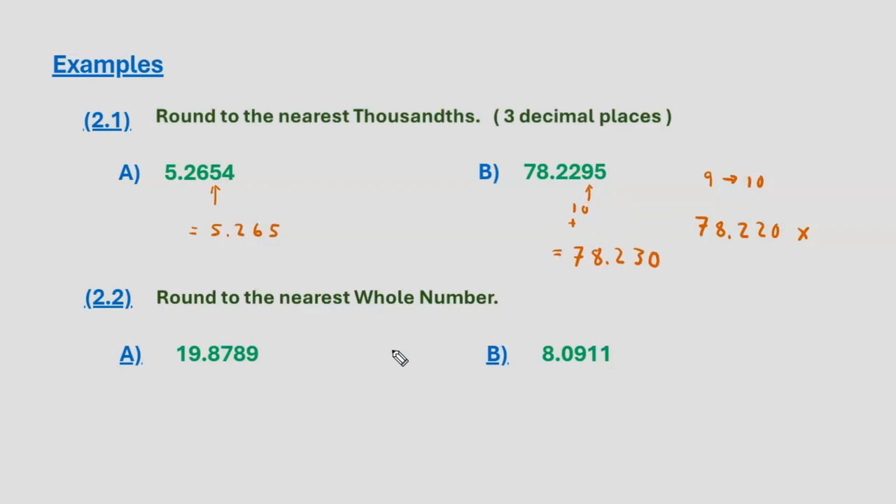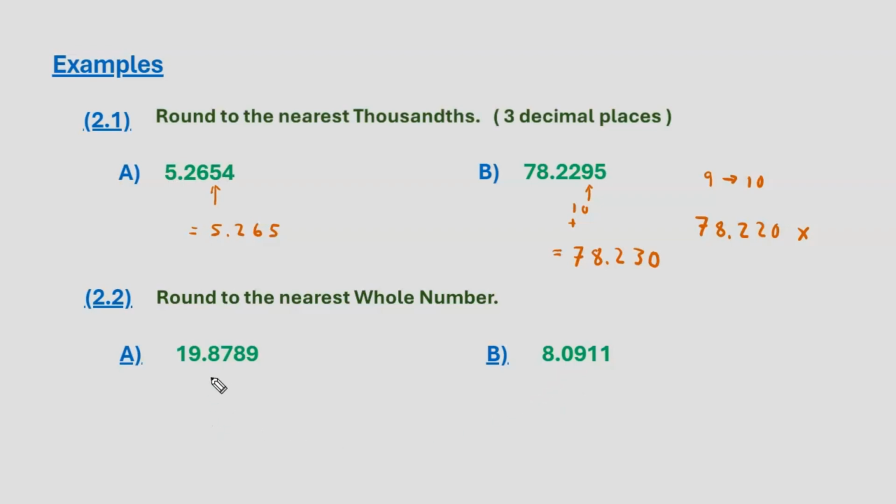Now for the last 2 examples, we're rounding to the nearest whole number, so we're going to be getting rid of the decimal expansions in both numbers. So all we need to focus on is the 1 digit immediately to the right of the decimal point, and depending on the value of that, we round the whole number up or down.